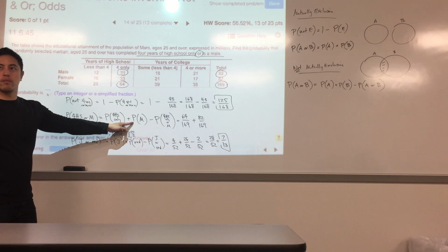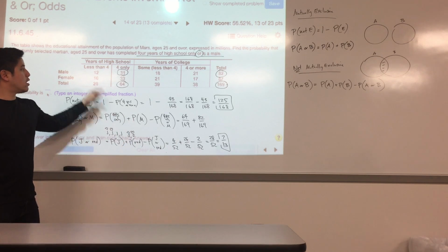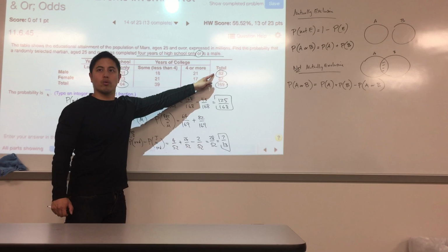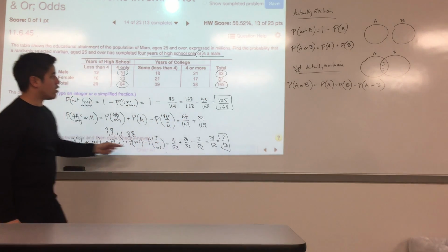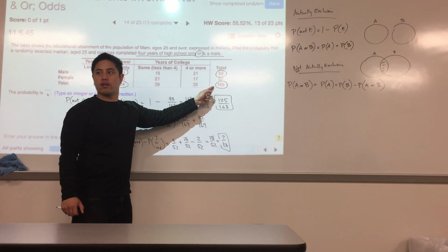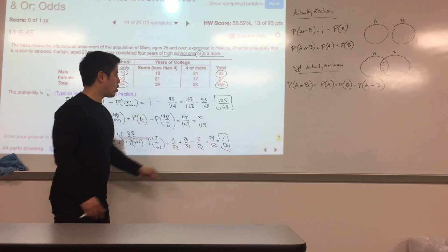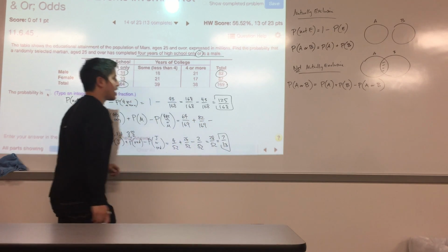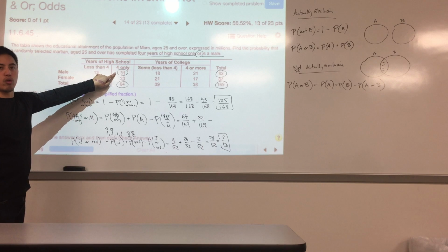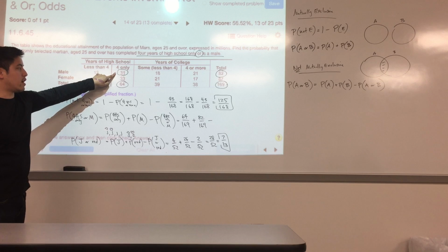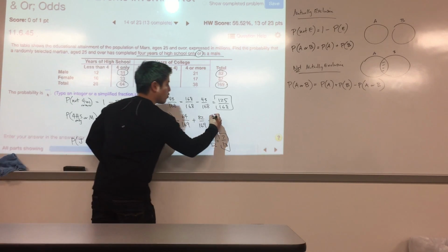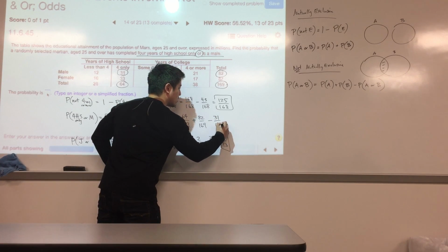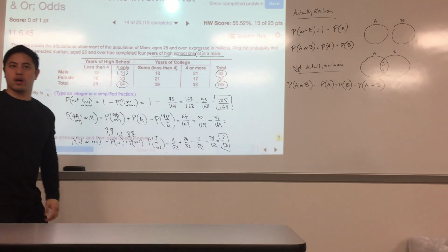Then, what's the probability of getting a male Martian? There are 82 total male Martians out of all of the Martians, male and female, of 169. But we don't want to count twice the male Martians who have had only 4 years of high school, which is 31 out of the 169. Does that make sense, everybody?